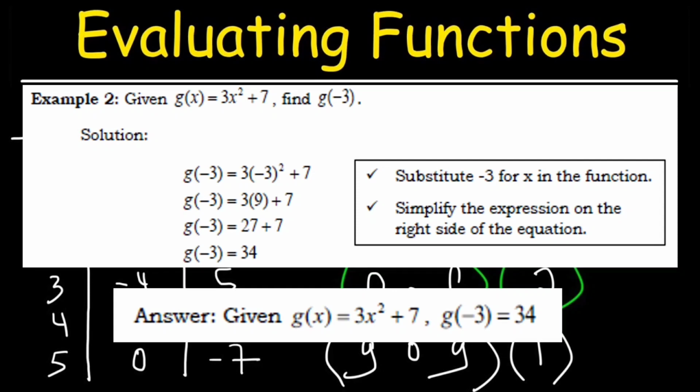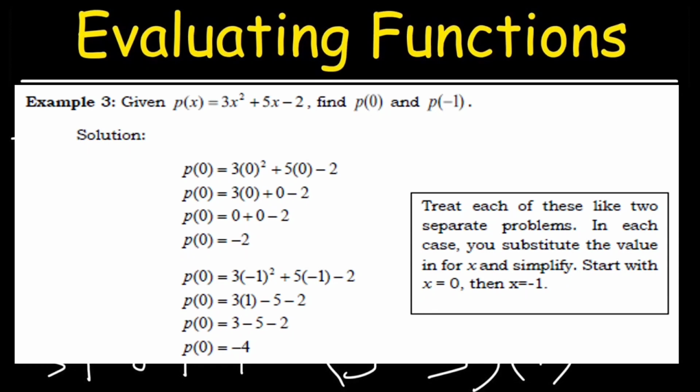In example number 3, given p of x is equal to 3x squared plus 5x minus 2, find p of 0 and p of negative 1. Treat each of these like two separate problems. In each case, you substitute the value in for x and simplify. Start with x is equal to 0 and x is equal to negative 1. So 3 times 0 squared plus 5 times 0 minus 2. Therefore, p of 0 is equal to negative 2.